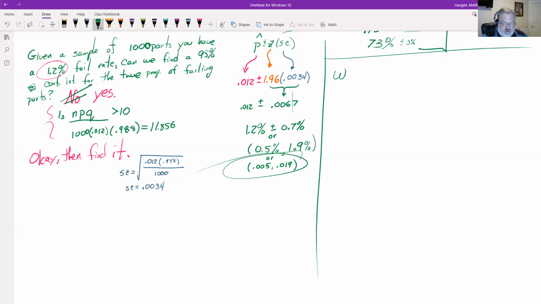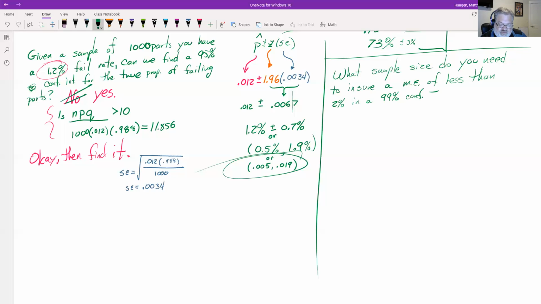Let's say, what sample size do you need to ensure a margin of error of less than, let's say, 2% in a, let's do that, 99% confidence interval?